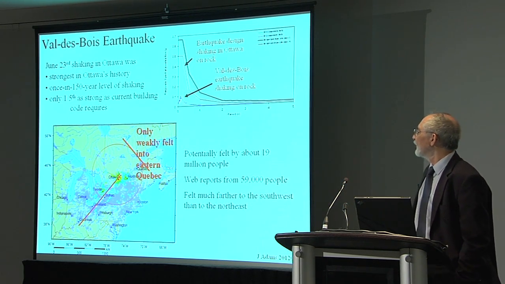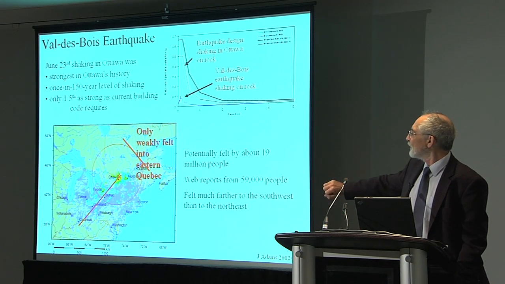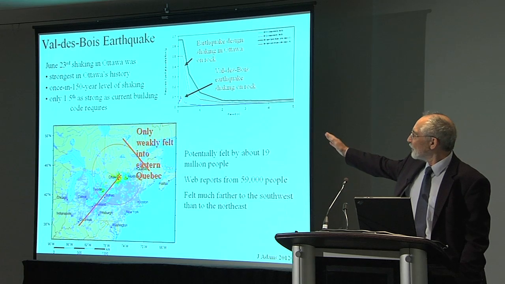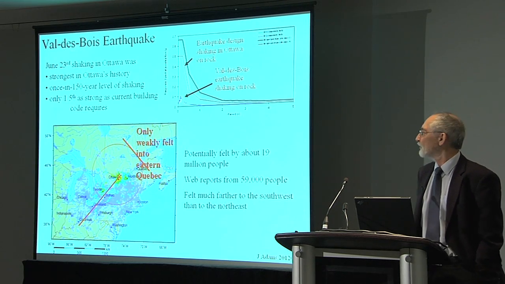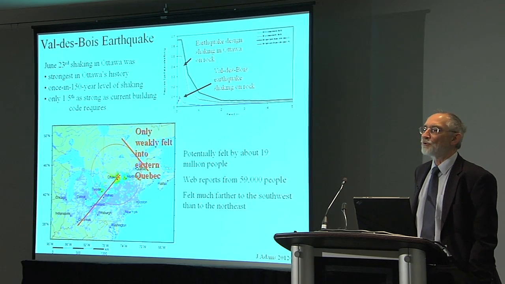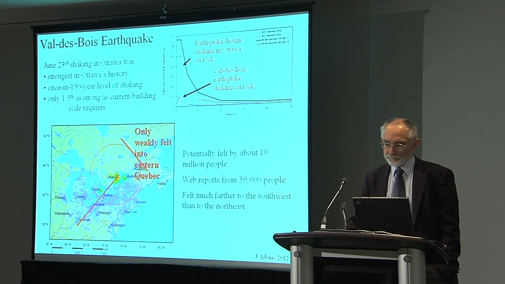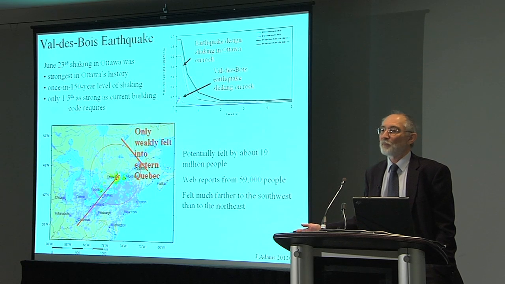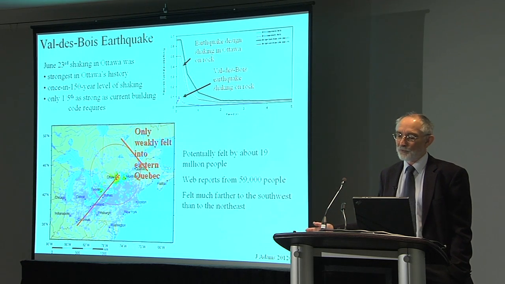It was felt over a very large area. You see the diagram at the bottom there. The star is in the center. It was only weakly felt into eastern Quebec, but into the United States it was felt down towards Kentucky. And you can see a number of greeny yellow dots around Toronto. Potentially an earthquake like this was felt by millions of people, potentially about 20 million people for this earthquake.